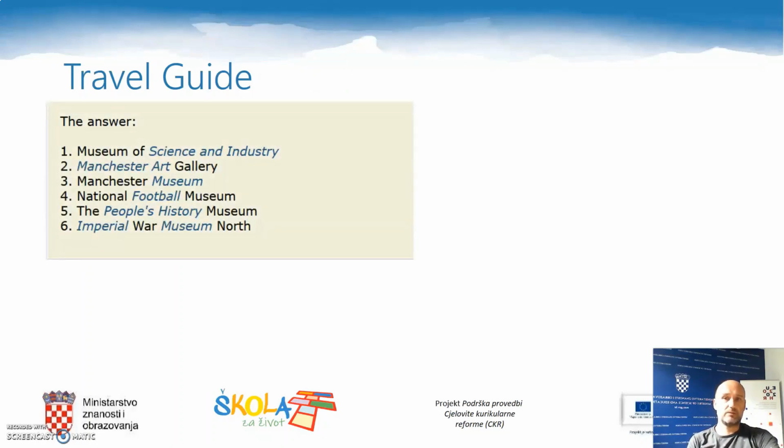So, the 6 museums mentioned in the video are the Museum of Science and Industry, where you can take a look at Manchester's industrial and scientific past, Manchester Art Gallery, where you can take a look at the art collections, the famous Manchester Museum, which has a huge dinosaur collection and a huge Egypt collection. Manchester, famous for its 2 football clubs, Manchester United and Manchester City, also has the National Football Museum. There is the People's History Museum and the Imperial War Museum North.